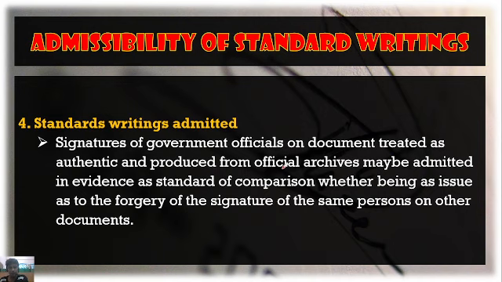Signatures of government officials. This is in connection with number two, as we have mentioned a while ago. Document treated as authentic produced from official archives may be admitted in evidence as standard for comparison, as to the issue of the forgery of the signature of the same persons on other documents. So as one of the major sources, maybe you can ask for an institution or government offices.